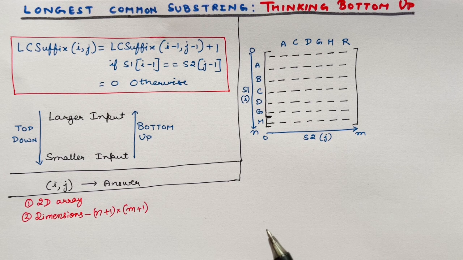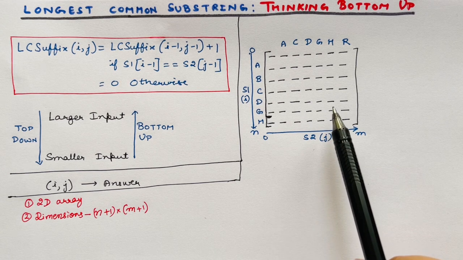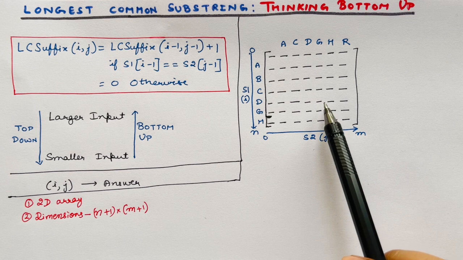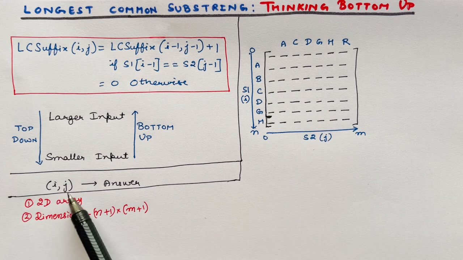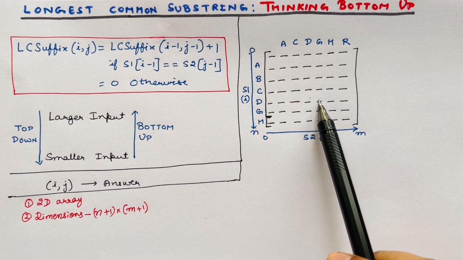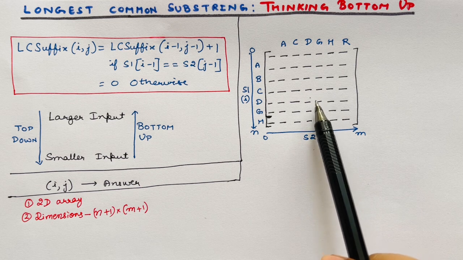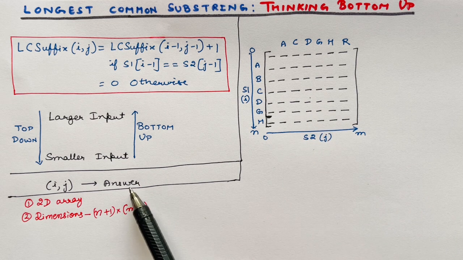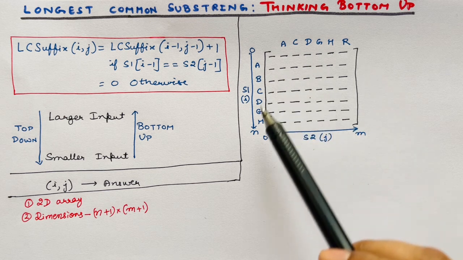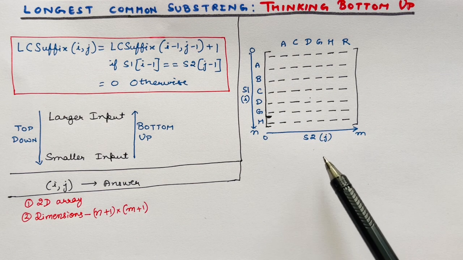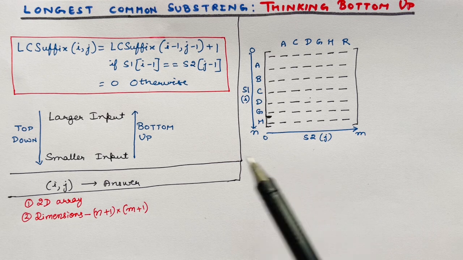Now, what does any position in the matrix i, j represent? Any position in the matrix i, j represents that we are considering first i characters of s1 and first j characters of s2. And what will the value at any such position represent? The value at any such position will represent the length of the longest common suffix for such i and such j.